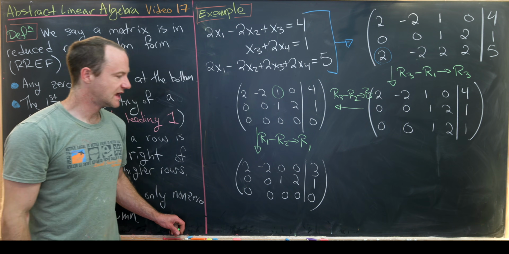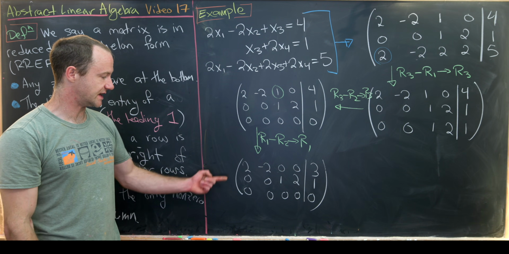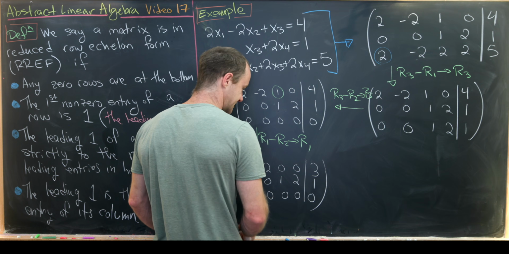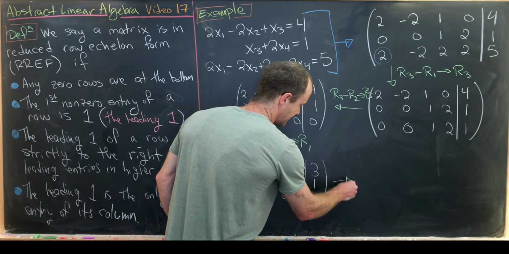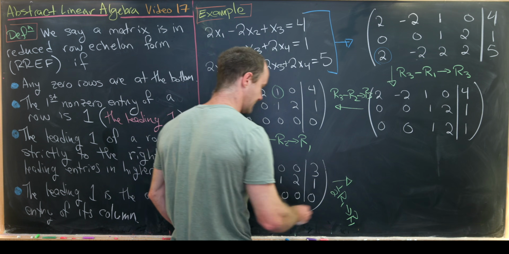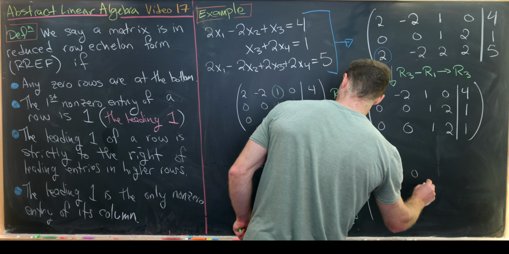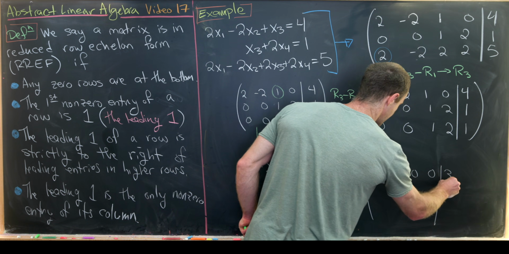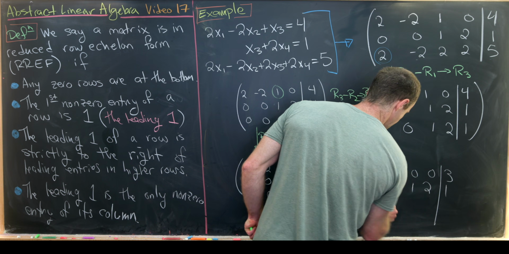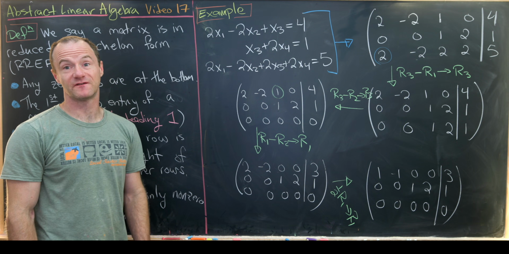Great. And now this is almost in reduced row echelon form. All we have to do is multiply this first row by 1/2. So let's do that to finish this whole thing off. So 1/2 row 1 becomes our new row 1. And then we have something like this. 1, negative 1, 0, 0, 3/2. And then 0, 0, 1, 2, 1, and then all zeros. So let's maybe bring that up here and we'll write down the final solution.